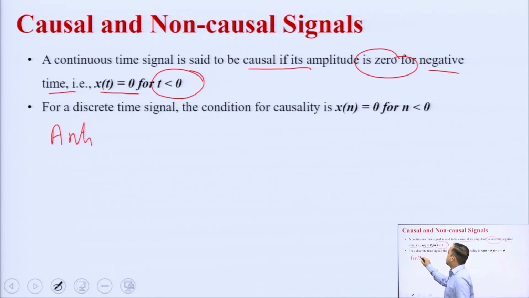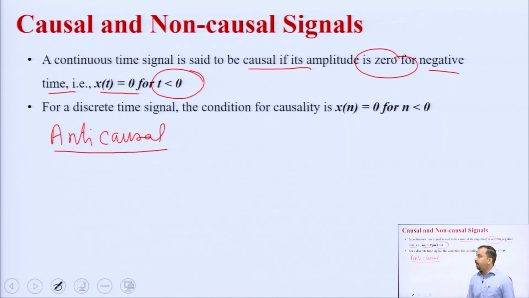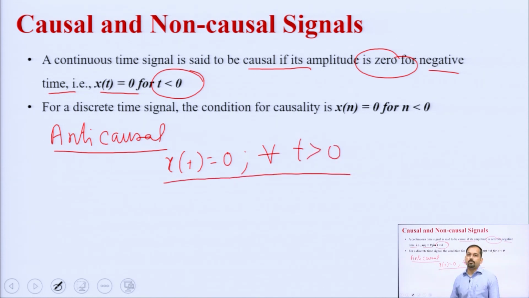Now, anti-causal is a bit different. Anti-causal is just the opposite of causal, meaning x of t equals 0 for all t greater than 0. This is called anti-causal. So we have causal, we have non-causal and we have anti-causal. This is again a classification.